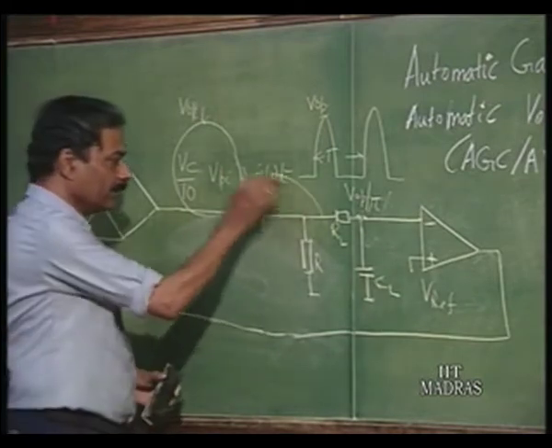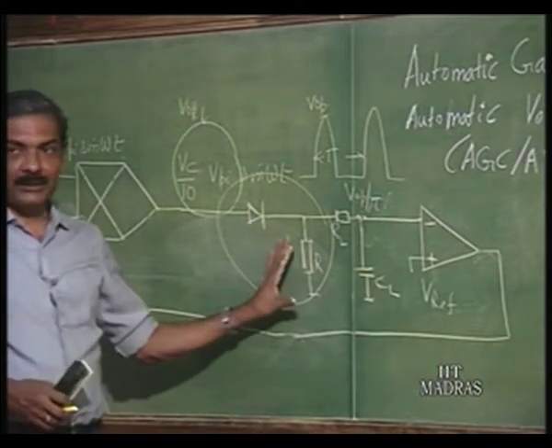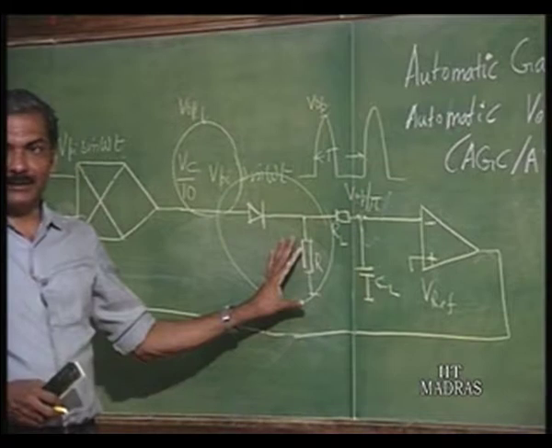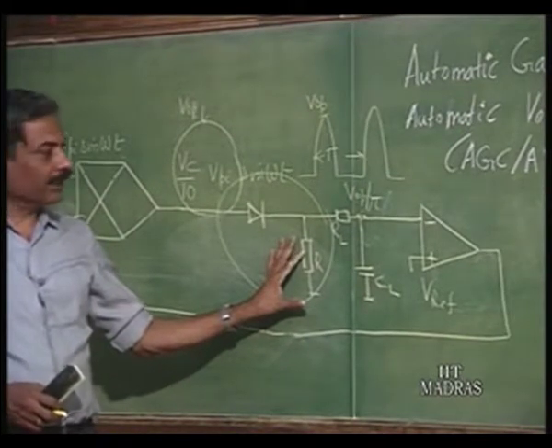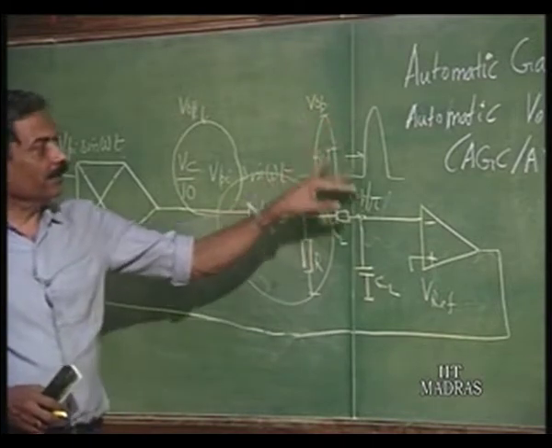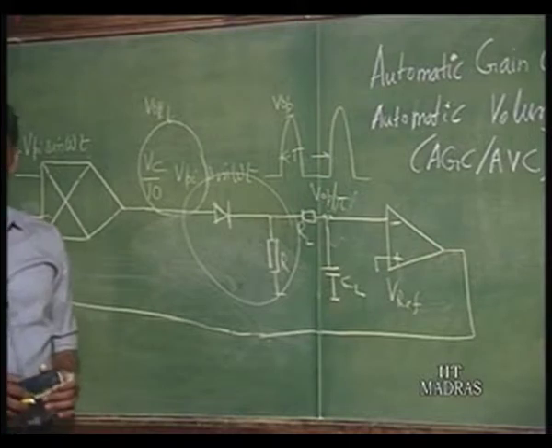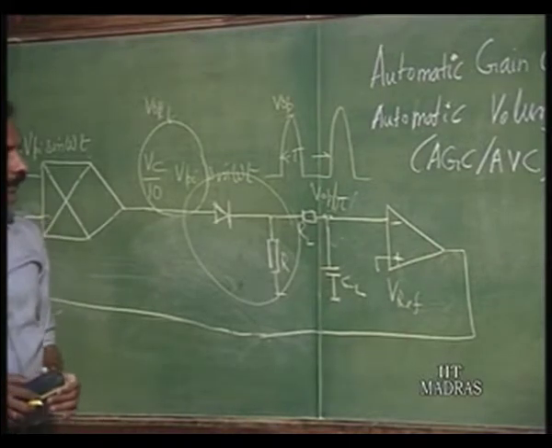So, I will discuss how we can replace the diode resistor combination here by what is called a precision rectifier, which can rectify very small voltages as half wave, okay, even if the peak value of the voltage is less than V gamma, the cut in voltage of the diode.